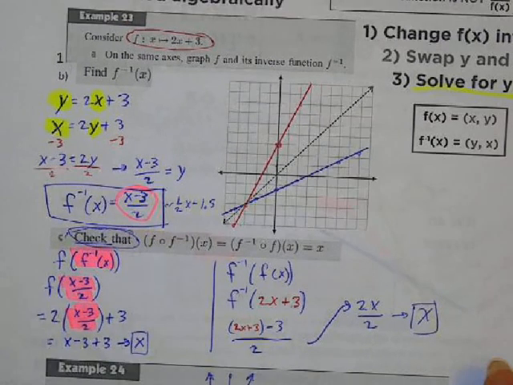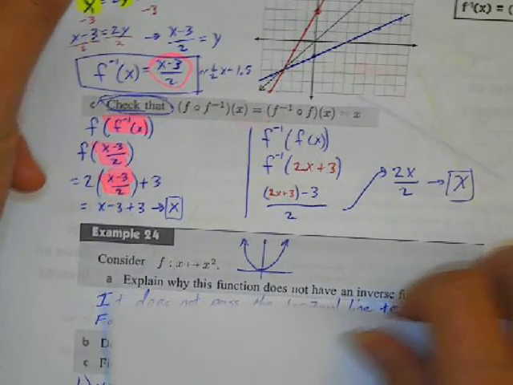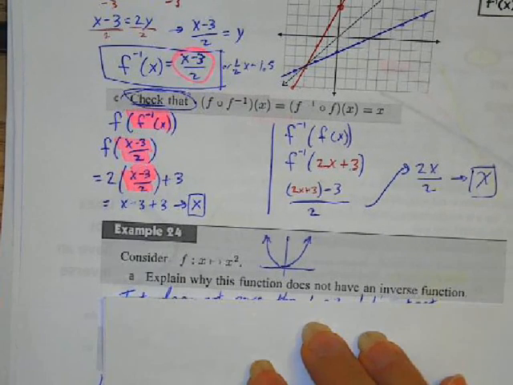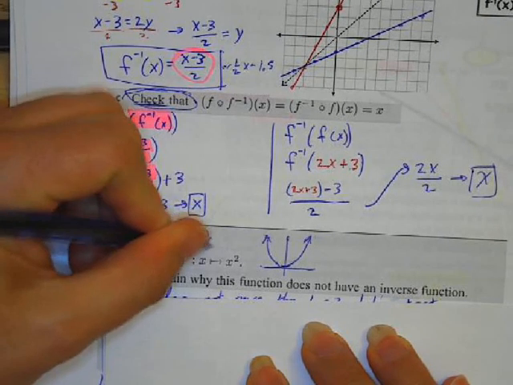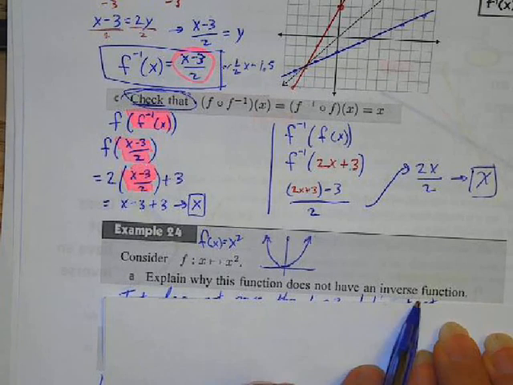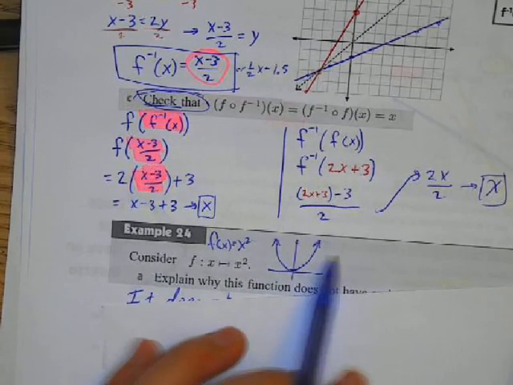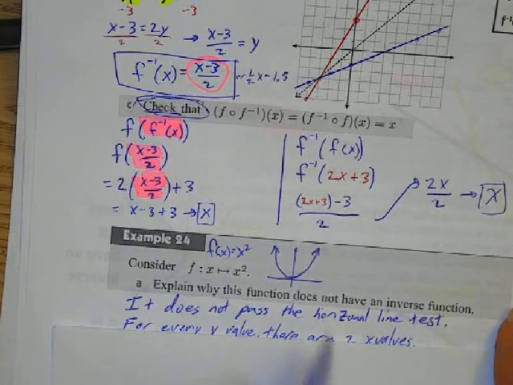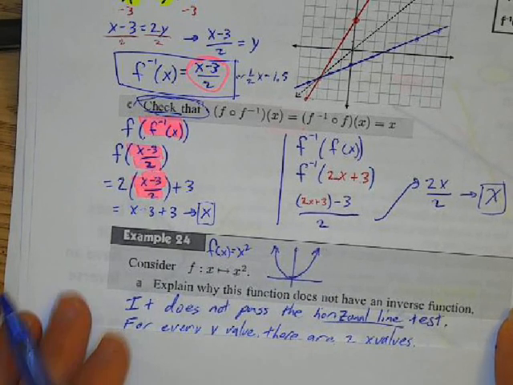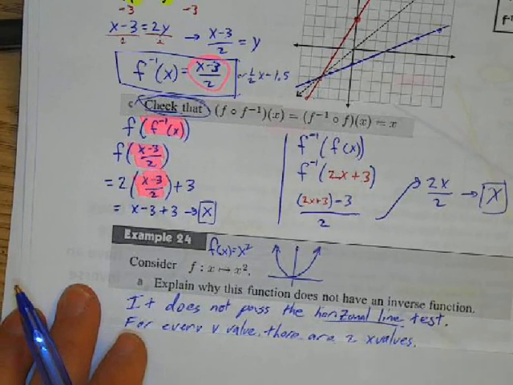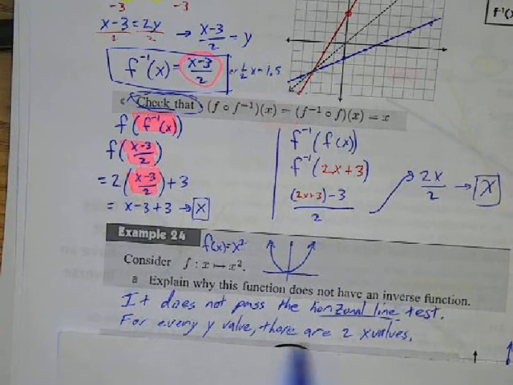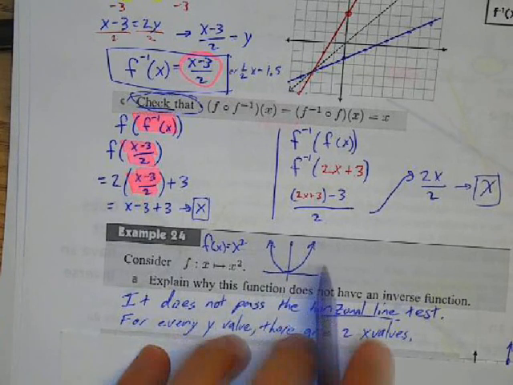All right, so consider this function, f of x equals x squared. Explain why this function does not have an inverse. It doesn't pass the horizontal line test. If I drew a horizontal line through it, it would be a sideways parabola like we saw on the previous page. For every y value, there are 2 x values.